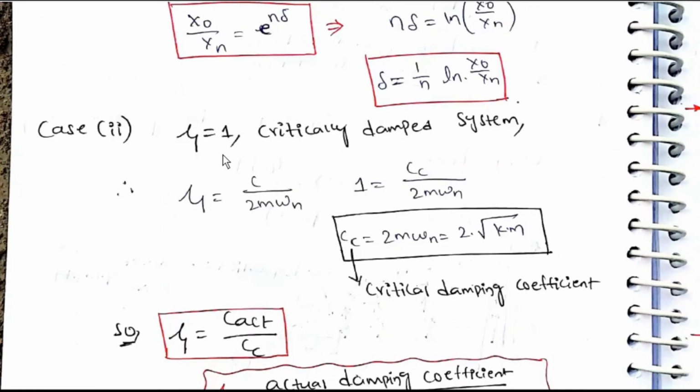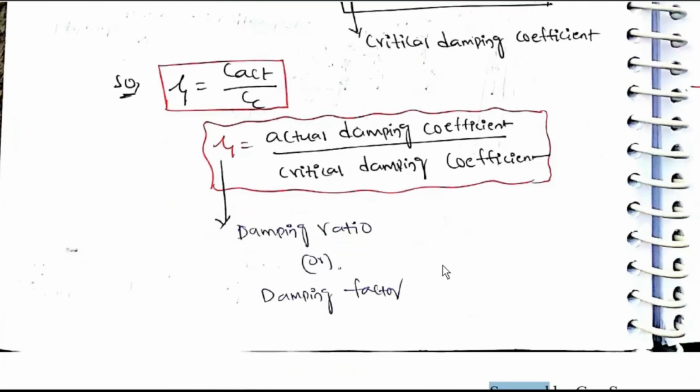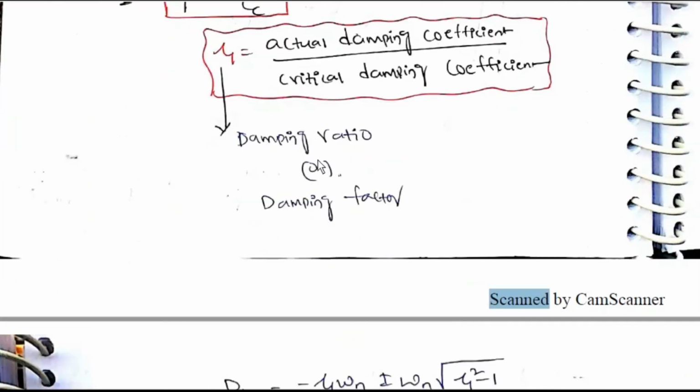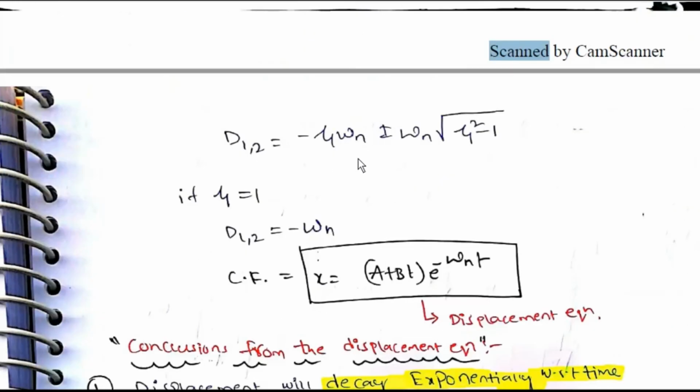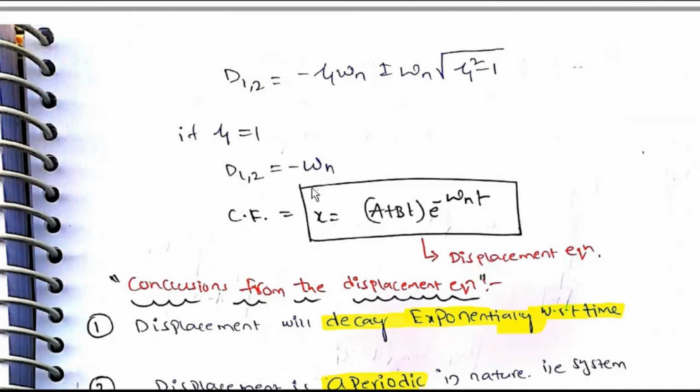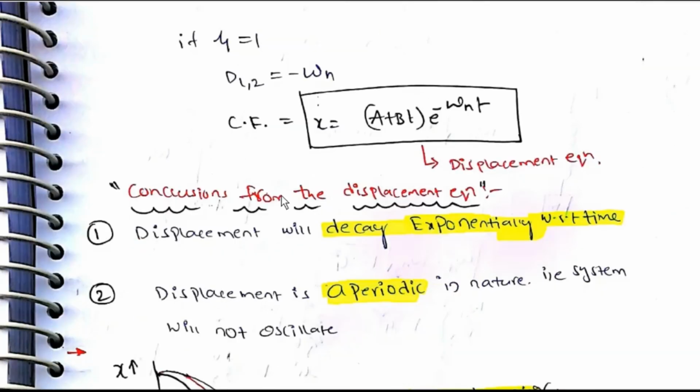Case 2: ε = 1, critically damped system. ε = c/(2mωn). 1 = cc/(2mωn). cc = 2mωn = 2√(km), where cc is the critical damping coefficient. ε = c actual/cc, that is, actual damping constant by critical damping coefficient. ε is the damping ratio or damping factor, and c is the damping coefficient. D1,2 = −ε ωn ± ωn √(ε² − 1). If ε = 1, D1,2 = −ωn. The complementary function is x = (A + Bt) e^(-ωn t).